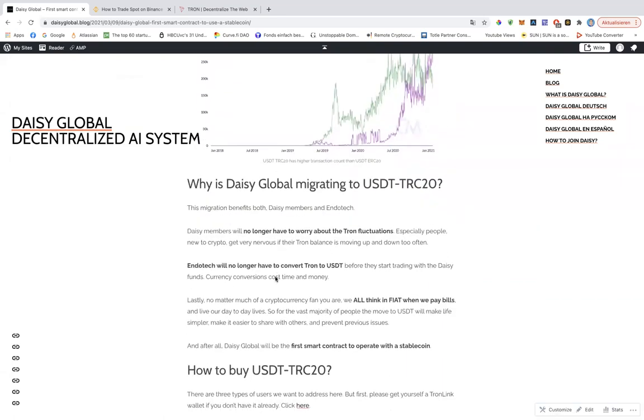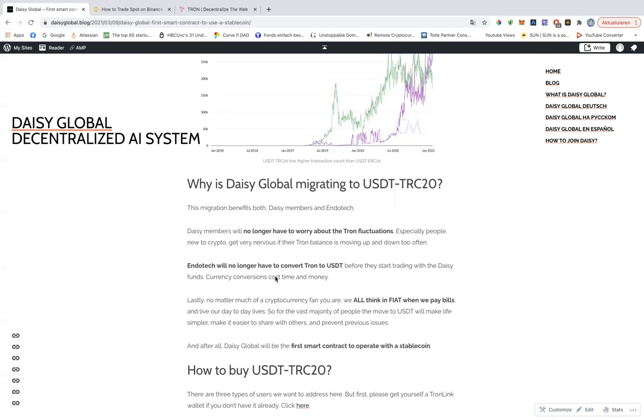So why is Daisy Global migrating to USDT TRC20? Well, this migration will benefit both the Daisy members and Endotech. Especially new people, people that are new to crypto, they get very nervous if Tron starts moving up and down. Well, they're typically happy if it moves up, but if it moves down, they get nervous. And that's why this important migration, and also Endotech will benefit from the stablecoin, because they will have to convert our Tron to USDT anyway to do the trading, because this is where the biggest liquidity is. It's not with Tron, it's with USDT. And this conversion takes time and costs money, right?